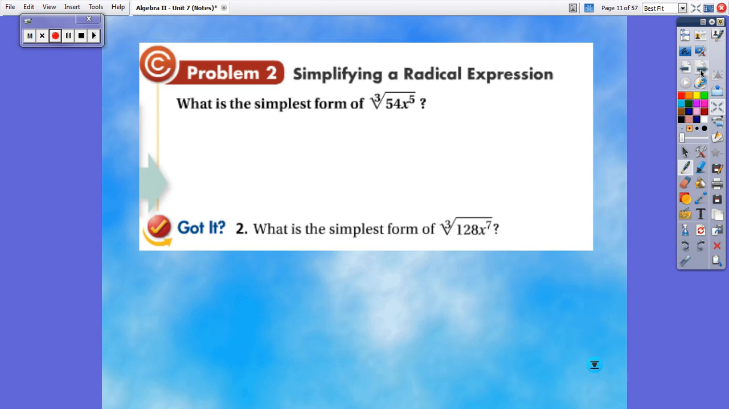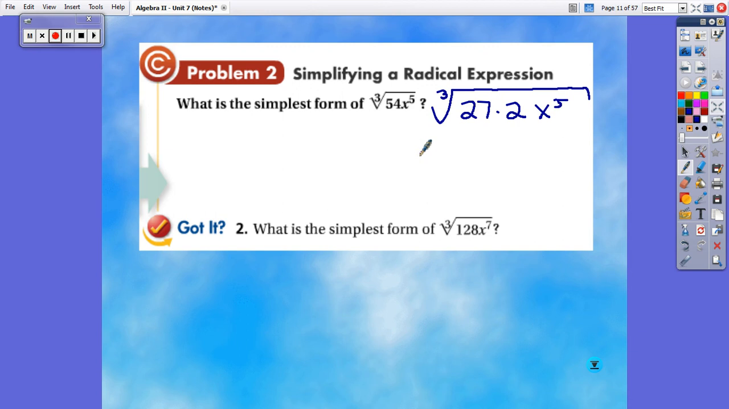So again, we're going to have variables in the expressions, and when you have a variable in the expression, you don't know what the number is, so you have to look at the power that it's raised to in order to take it out. So let's look at this one first. We always want to rewrite things in terms of a third power if we can. 54 cannot be written as anything to the third power, but I can write 54 as 27 times 2, and then x to the 5th.